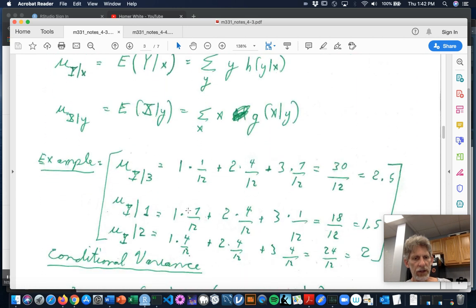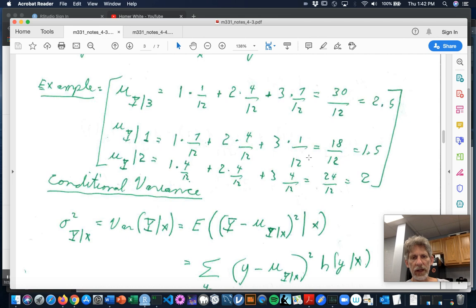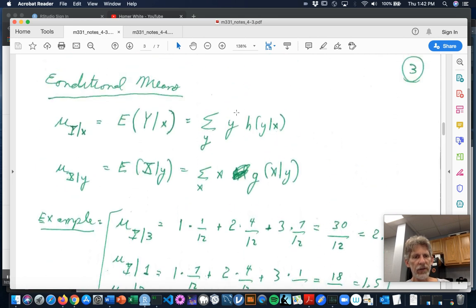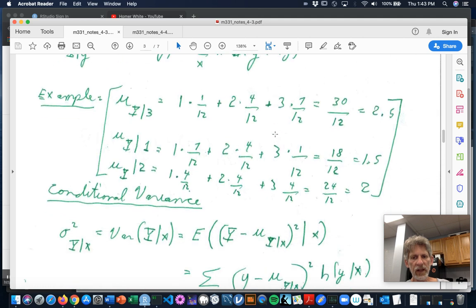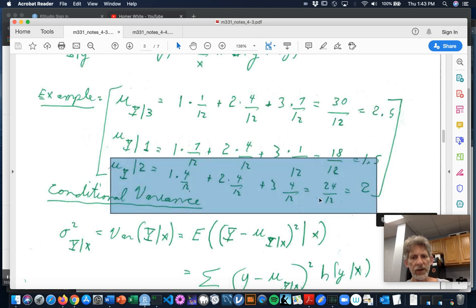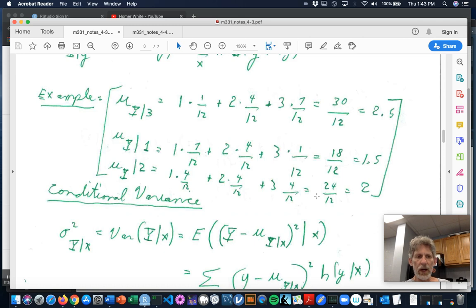And in a very similar way, you could get the chance for y to be 2, given that x is 1, is 4/12, and the chance for y to be 3, given that x is 1, is 1/12. And then you could just sum that up, following this definition here for conditional mean. And it turns out to be 1.5. On the other hand, if x is known to be 2, you can find that the expected value for y is 2. And if x is known to be 3, then the expected value for y would be 2.5.